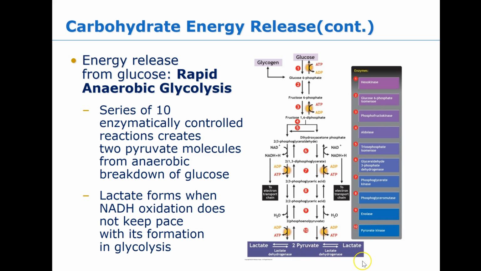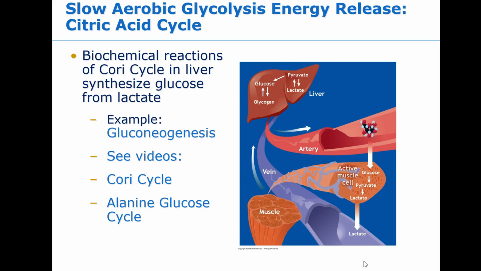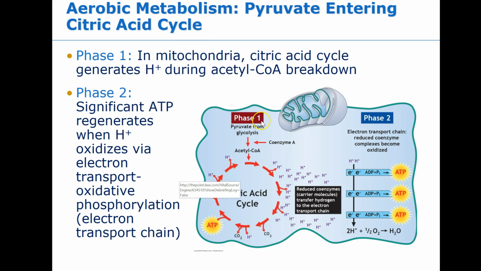At this particular point, I'm going to fast forward because this is where we're picking up right here. If oxygen is present, then we drop into the formation of acetyl-CoA, which kicks off the reaction of the citric acid cycle. So this brings us to phase 2. There is significant ATP regeneration when the hydrogen oxidizes through this electron transport oxidative phosphorylation. Again, this is what's referred to as the electron transport chain. This is the energy system that produces the most amount of ATP for biologic work.